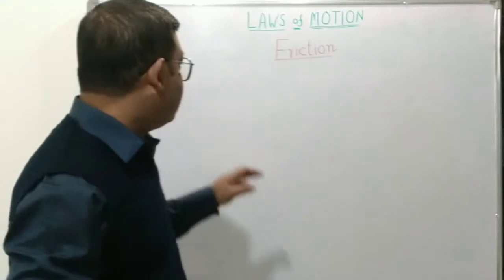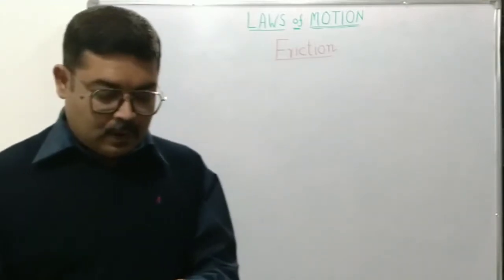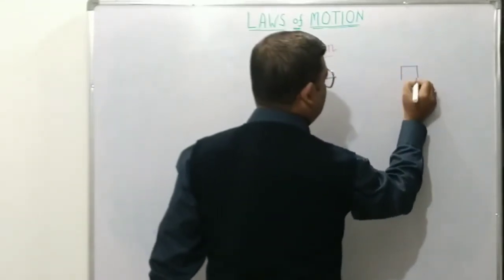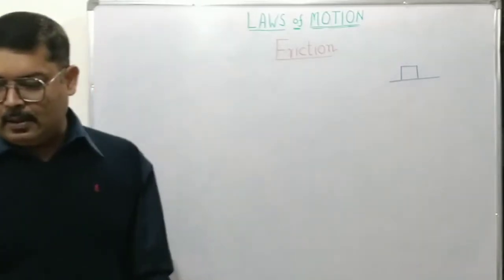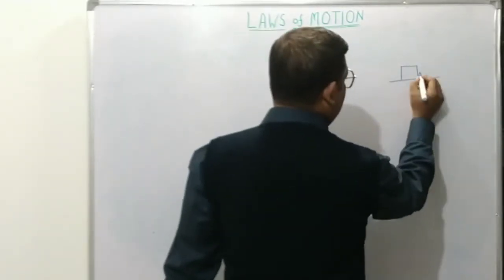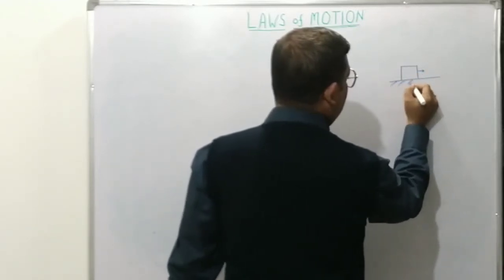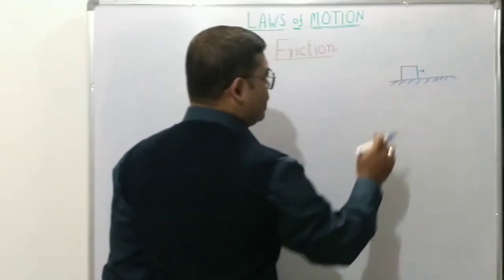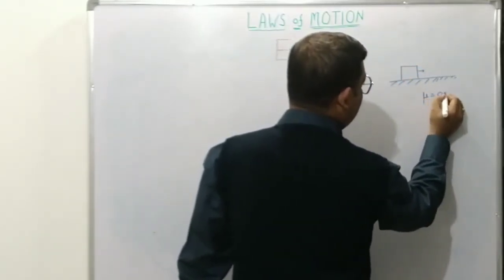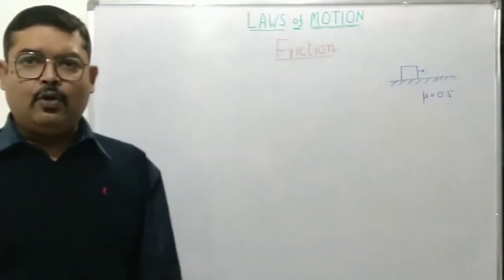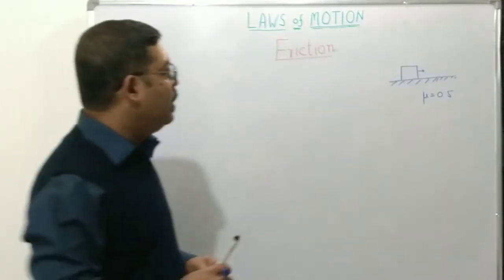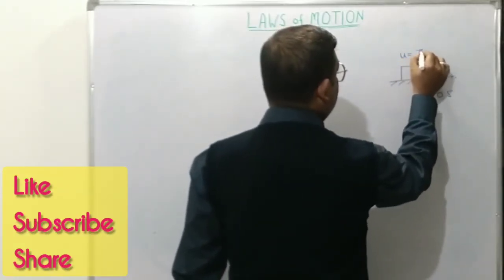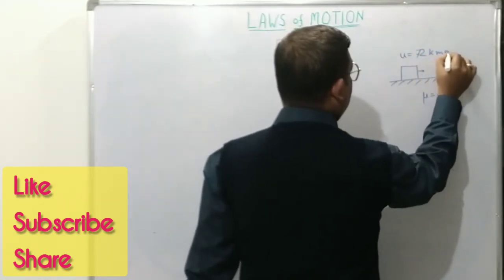All right, let's consider a couple of examples now. First, let us say that there is a block of certain mass, say m, that was initially sliding over a surface, and the coefficient of friction between the mass and the surface is given by 0.5. Okay, the coefficient of sliding friction or coefficient of kinetic friction. The object was moving with an initial speed or velocity of u equal to 72 km per hour.